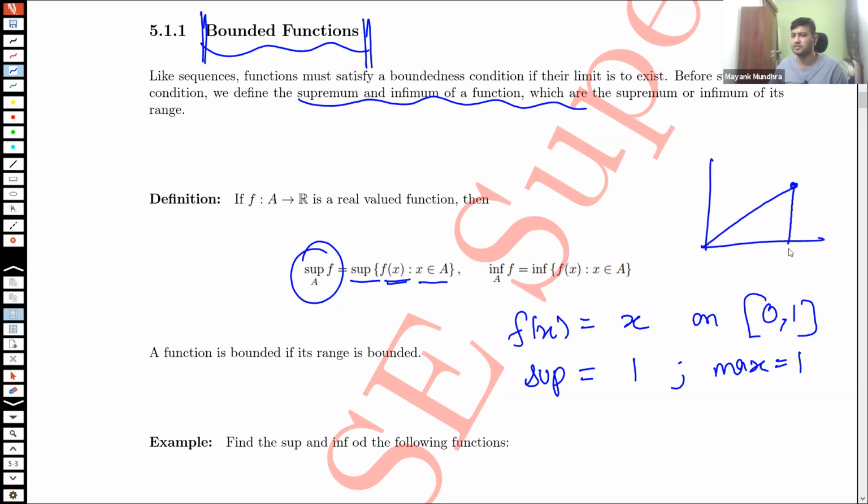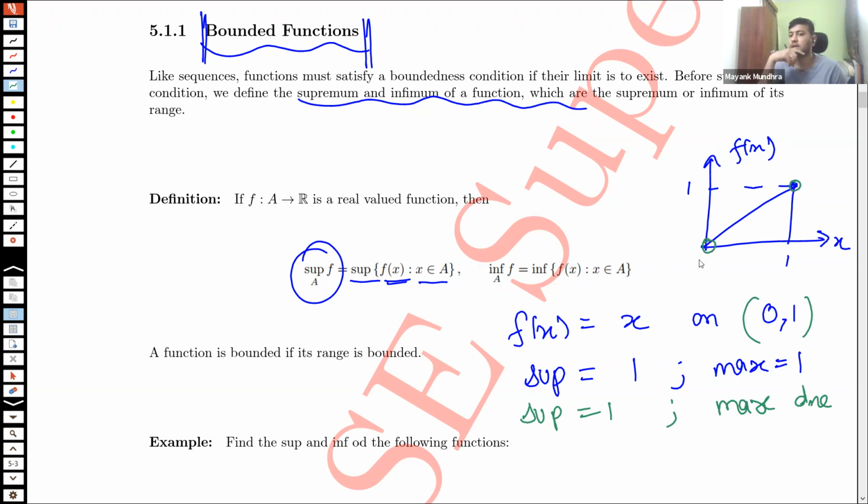So this is my function, right? 0 to 1, x, f of x. But if on the other hand, you were to define this function on the open interval 0 to 1, then again the supremum is 1, but the max of this function does not exist. Here we say the function does not have a maximum. So a maximum may or may not exist, but the supremum always exists.